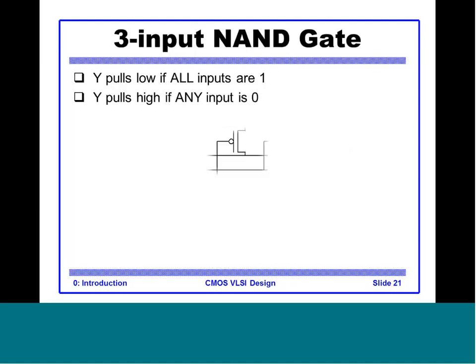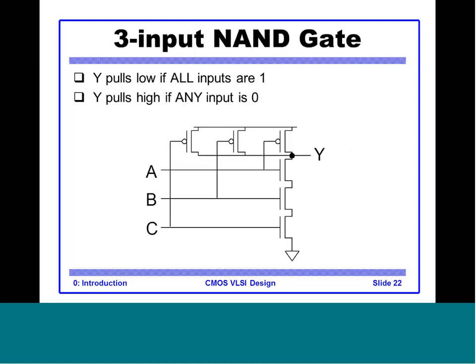Okay, this is an example of a 3-input NAND gate. It is very similar to the 2-input. The only difference is that one more input adds one more pair of transistors.